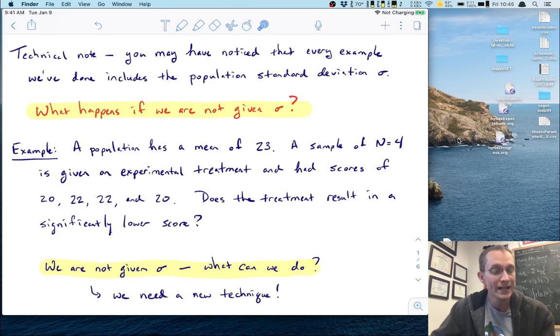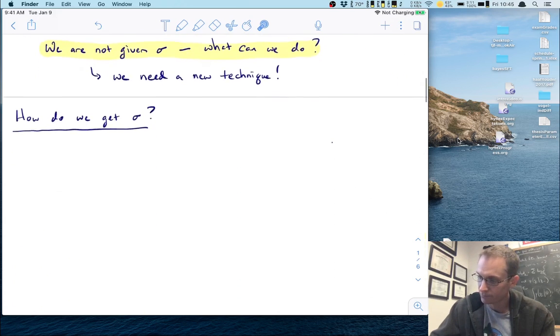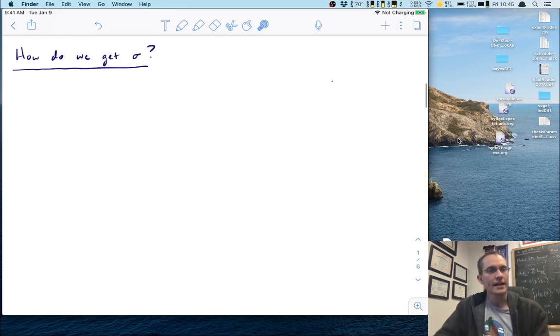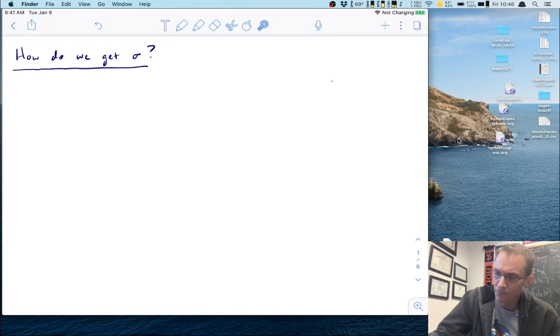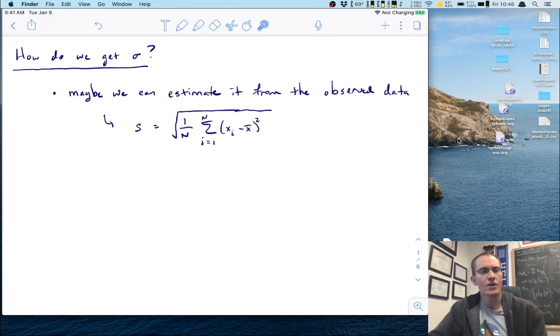Well, it turns out that we need a new technique. So what is this technique? Well, let's try to figure out, how do we get a value for sigma? We're certainly going to need one, because if you remember from last week, we had to have sigma when we computed our z-scores. It's part of the z-score formula. So how do we get it? Well, I think the obvious thing to try first is that maybe we just estimate it from the observed data.